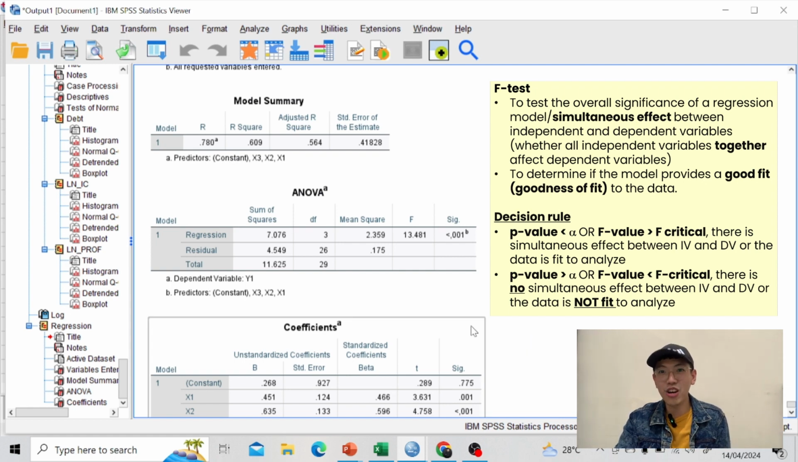So if the sig or the p-value is less than 0.05, we can conclude that the independent variables, in this case x1, x2, x3, together can affect dependent variable, in this case y1. Or in other words, we can also say that the model is fit. The model is good to analyze.